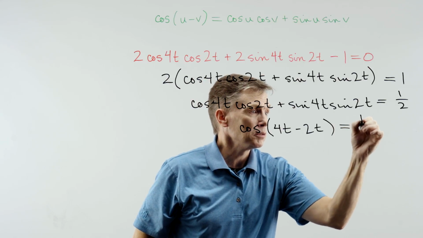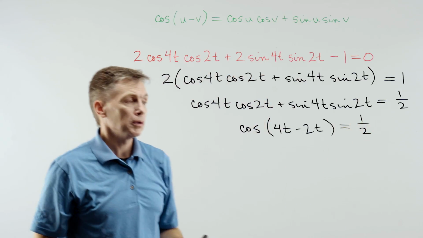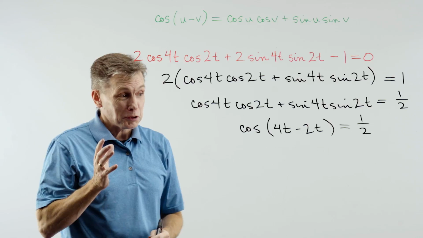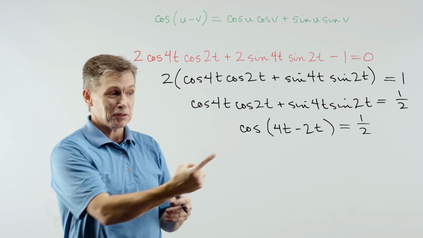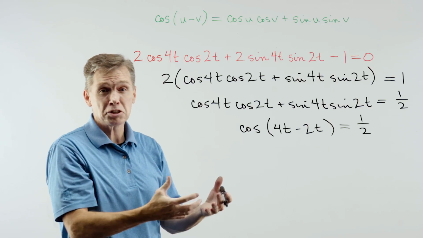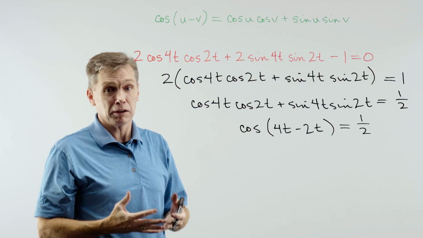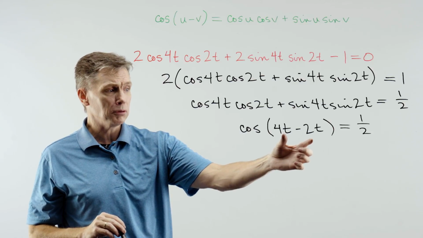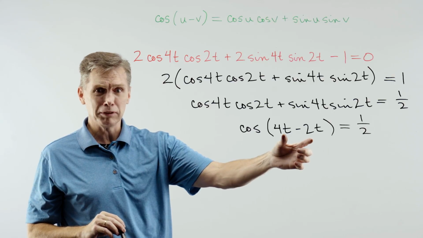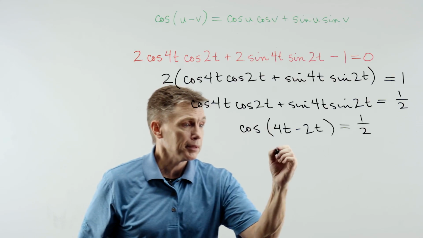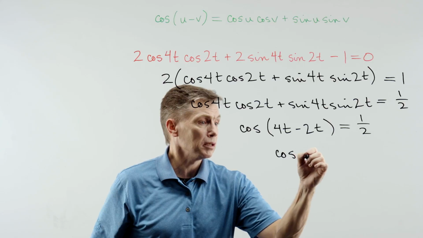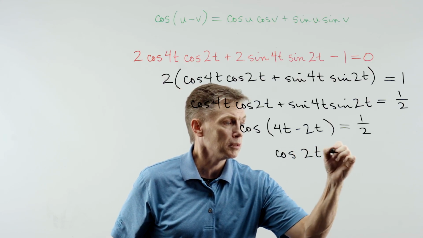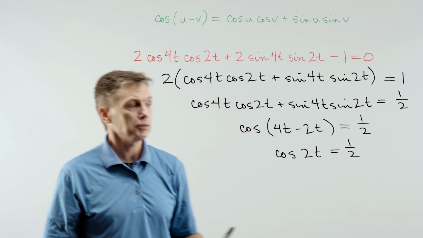All right, still equals 1/2. And you hopefully at least feel better at this point in your work because that's a much smaller, more manageable equation. Okay, and in fact, I can do even better because 4t minus 2t, I've known how to do that kind of combining of like terms for ages. This is cosine of just 2t equals 1/2.